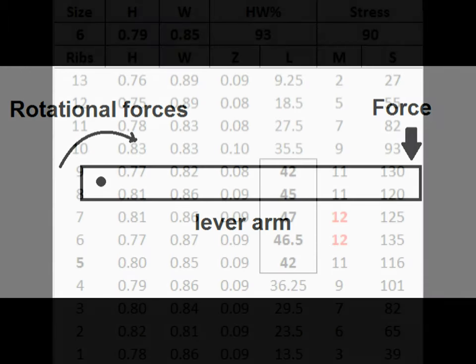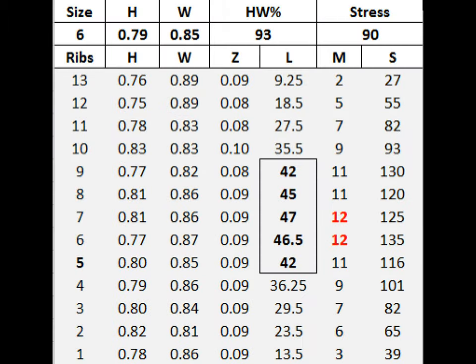So for example, rib number 13, which is 9 1/4 inches long, when you place a 1 pound weight on there, it will produce 2 pounds of rotational torque. And you can see from ribs 6 and 7, because they are longer, that same 1 pound of weight produces 12 pounds of rotational torque.